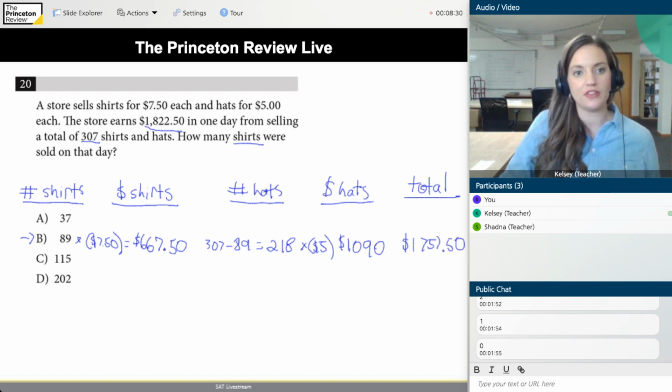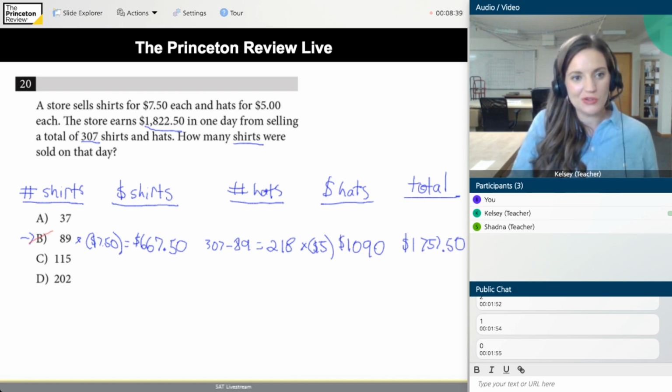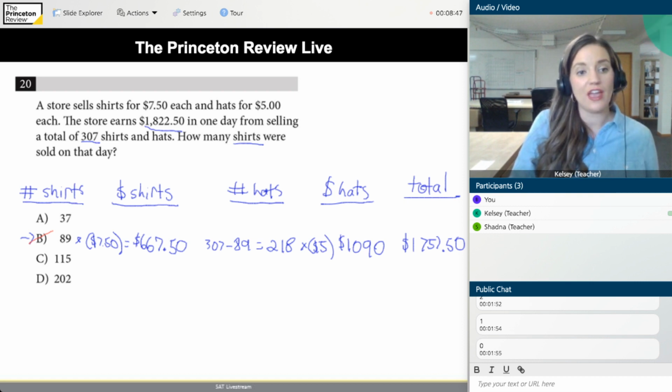So that's not quite right, right? We were looking for $1,822.50. So what we can do is we can eliminate answer B. And we can also eliminate answer A. And that's because this value that we got for the total amount of money that came in this day is too low. So if 89 shirts wasn't enough, 37 shirts isn't going to be enough either. So we can eliminate A and B.